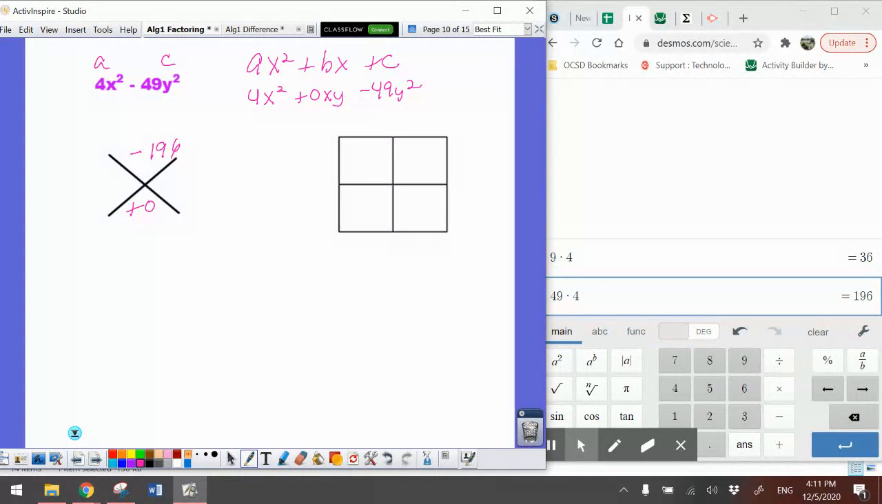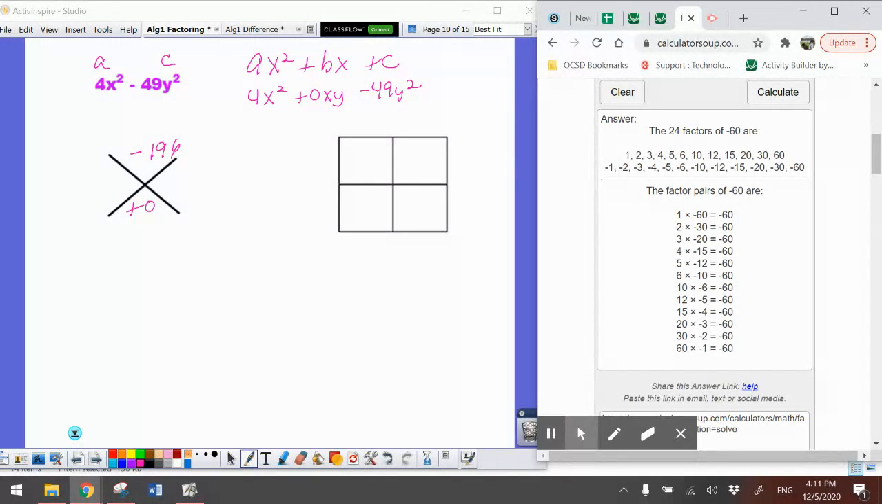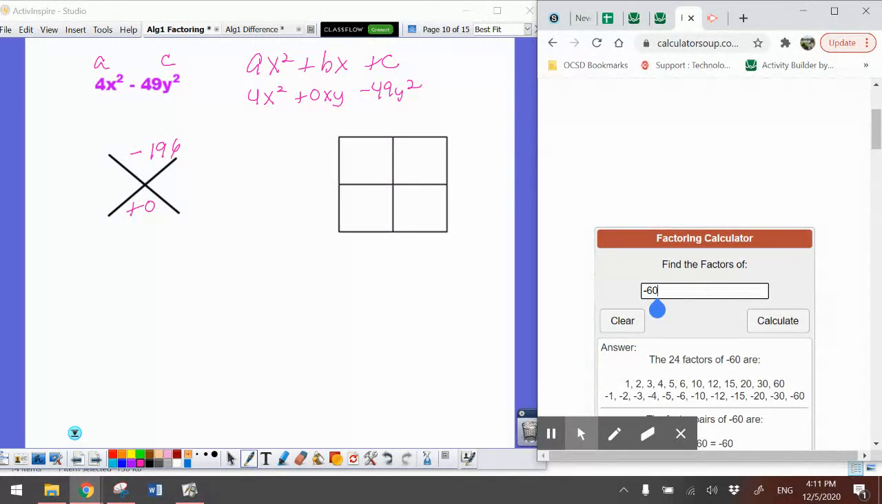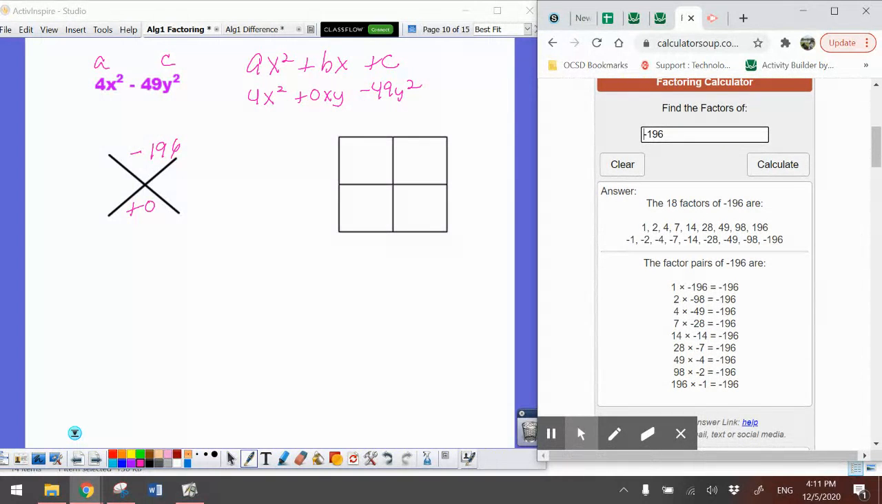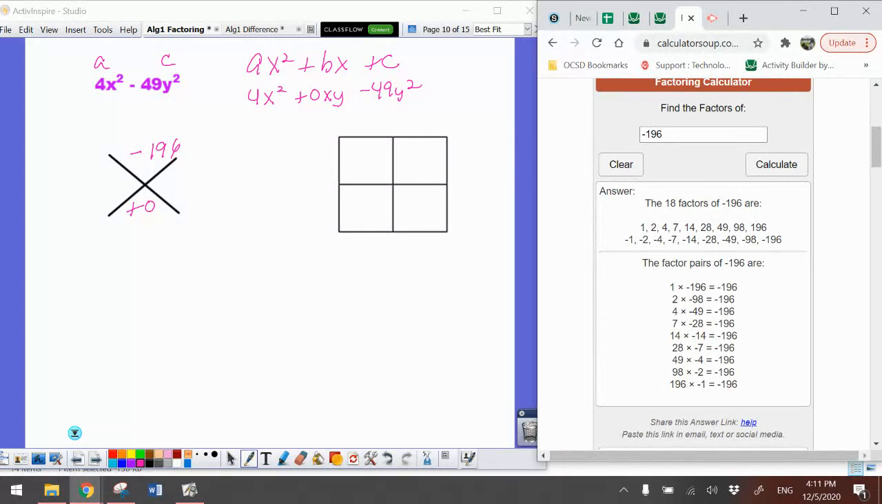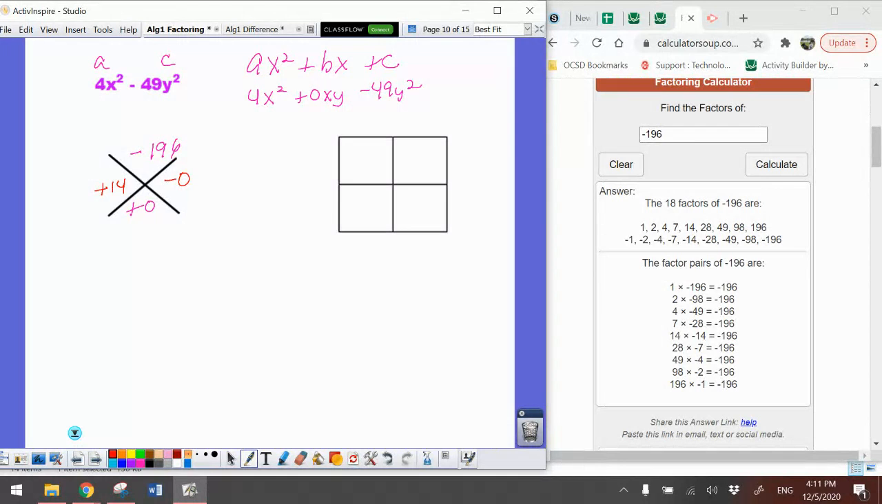Well, let's take a look at our factor generator and see if it tells us anything. Let's go ahead and put in negative 196. Hey, I need a 0. How am I going to get a 0? Well, the only way that I get a 0 is if the numbers are the same. Do you see that I have a positive 14 and a negative 14? That would give me 0. So a positive 14 and a negative 14. That's going to give me 0, which is what I need.